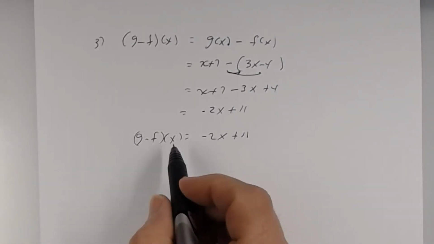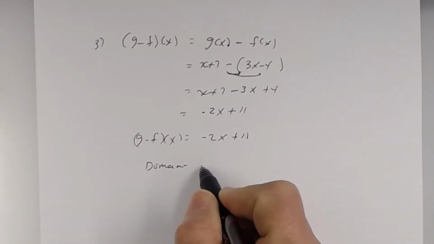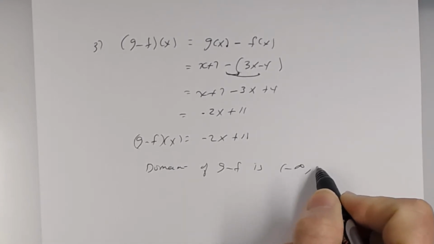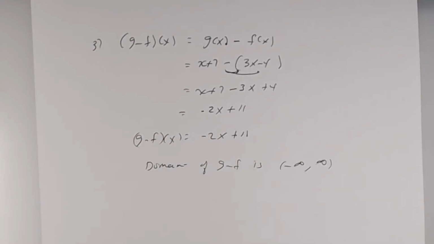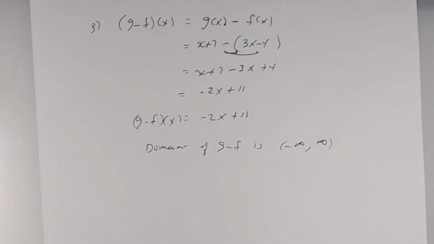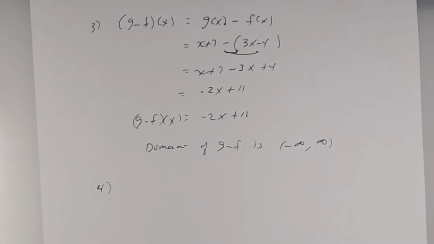Okay, what's the domain of this? Our real numbers. Domain of g minus f is negative infinity to infinity. Okay? All right, so we added, we subtracted. What's the next thing we're going to do? Multiply. All right, so number 4.